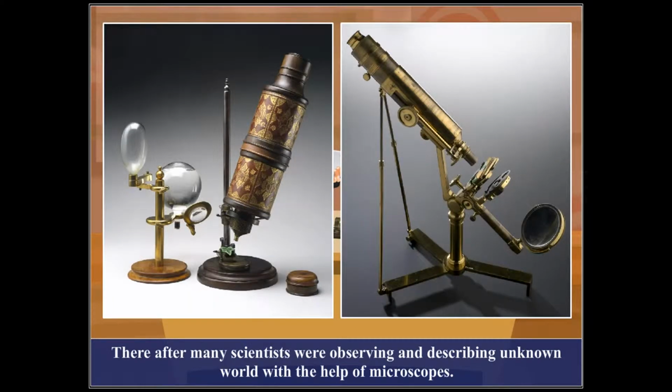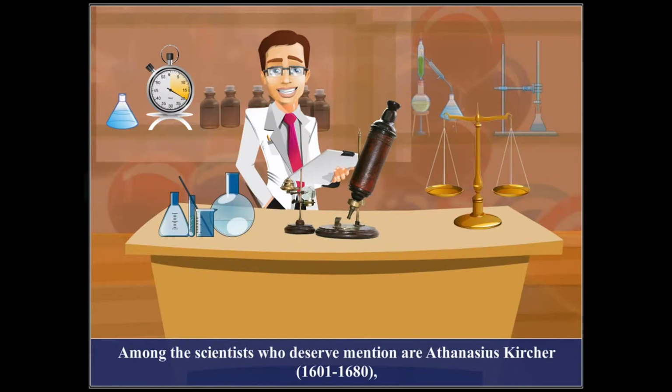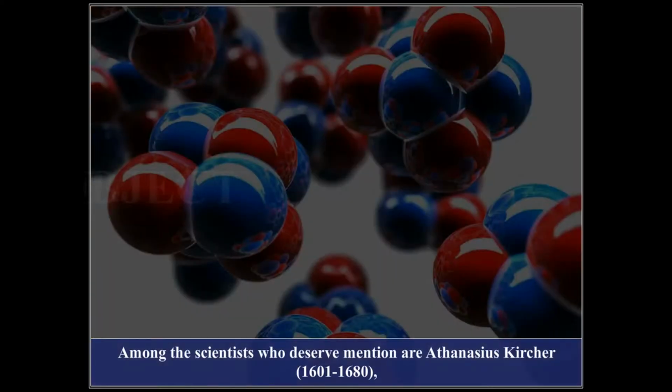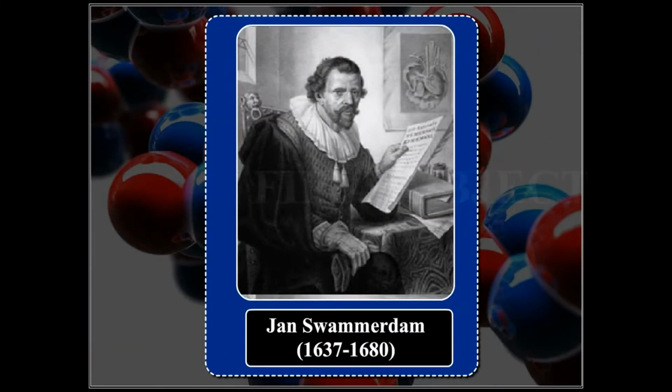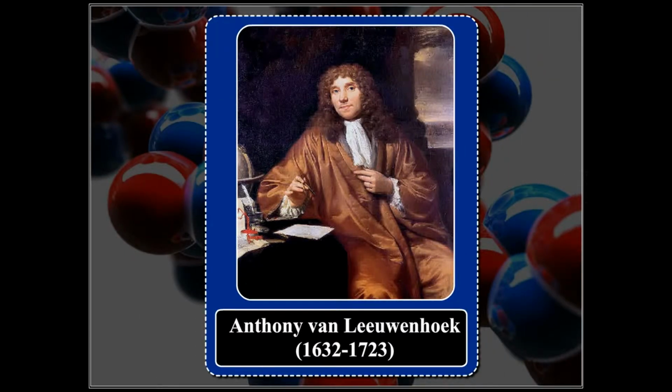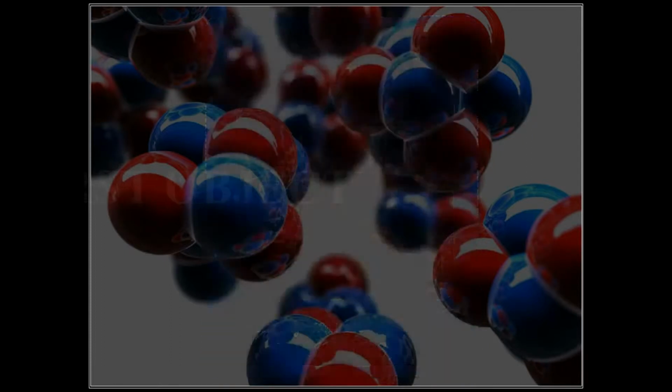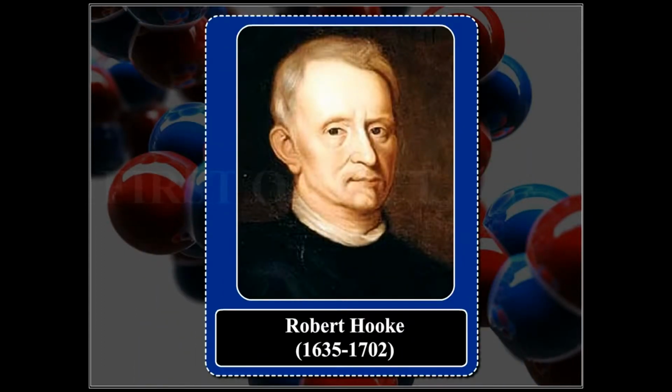Among the scientists who deserve mention are Athanasius Kircher, who lived between the year 1601 to 1680, Jan Swammerdam, who lived between the year 1637 to 1680, and Anthony van Leeuwenhoek, who lived between the year 1632 to 1723, and Robert Hooke, who lived between the year 1635 to 1702.